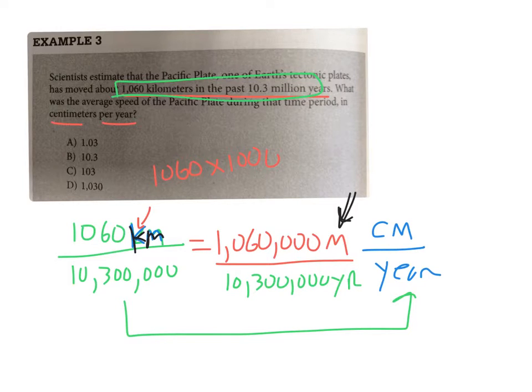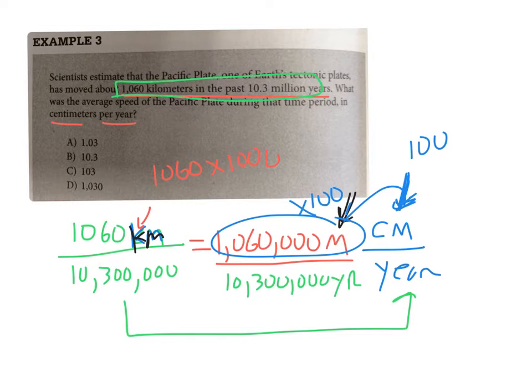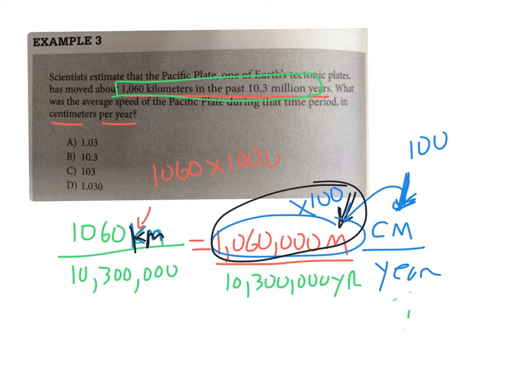And now to get to centi, that's the symbol for 100. There's 100 centimeters in every meter. So now what I'm going to have to do is take this value and multiply it by 100. And that's going to give me the number of centimeters. So if I take this 1,060,000 and multiply it by 100, I'm going to add 2 more zeros to it, which means that's 106 million centimeters.